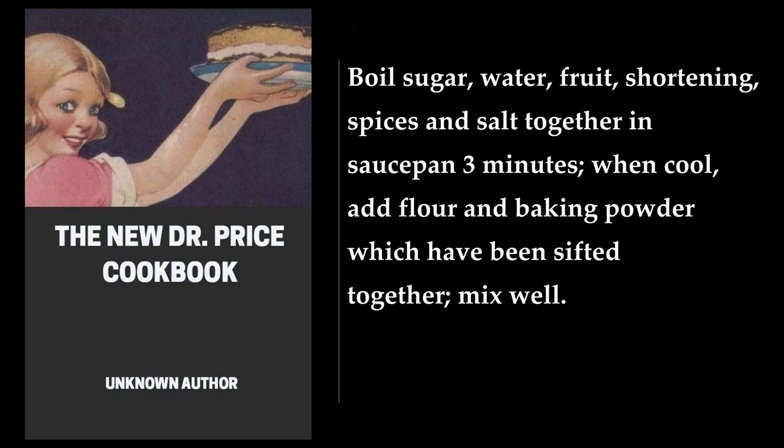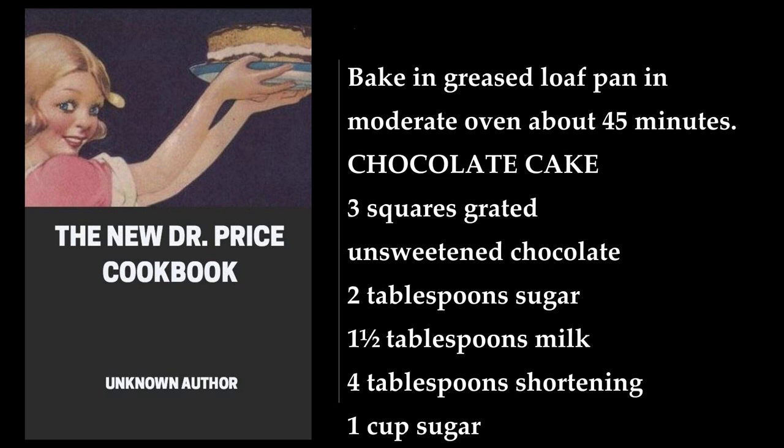Boil sugar, water, fruit, shortening, spices and salt together in saucepan 3 minutes, when cool, add flour and baking powder which have been sifted together, mix well. Bake in greased loaf pan in moderate oven about 45 minutes.